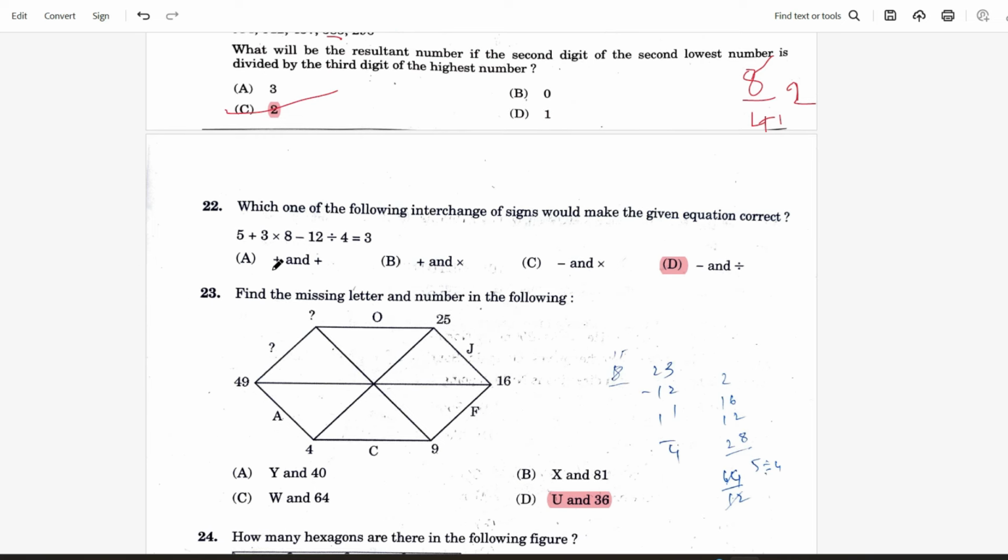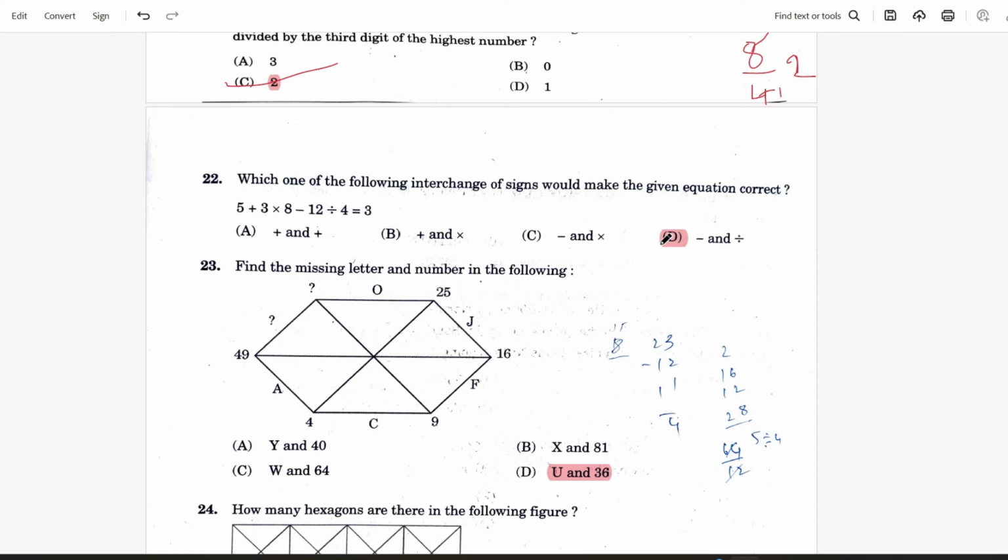I solved this question using the options only. I replaced minus with plus, minus with division. So I got the right answer by equating this. So D is the right answer.